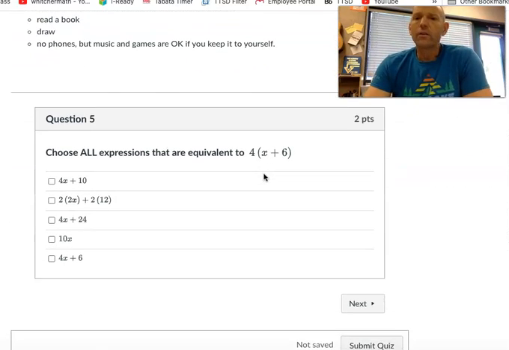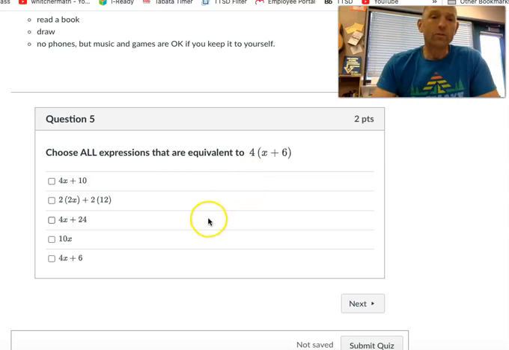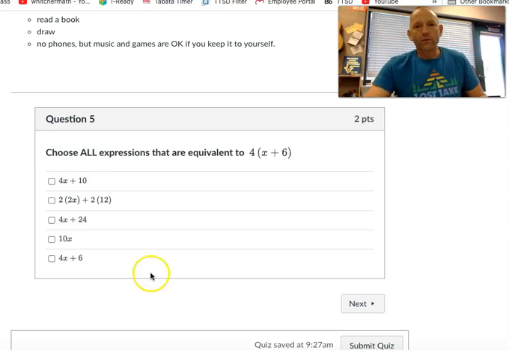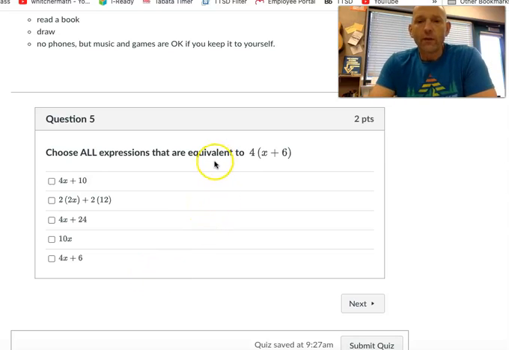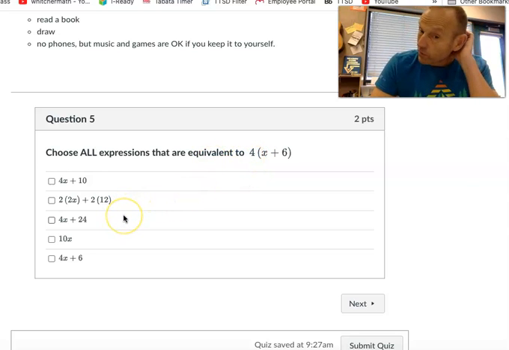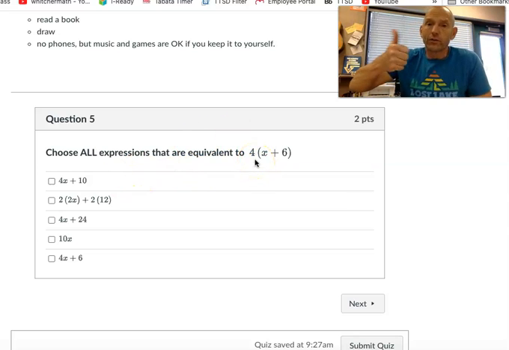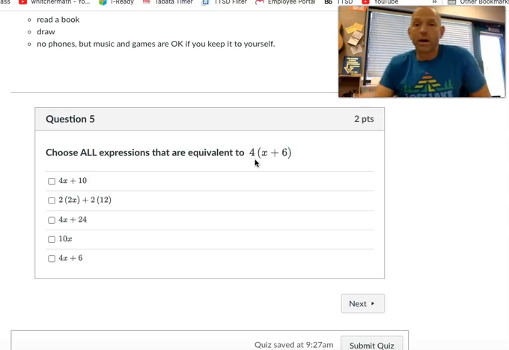Question 5. There are only 10 questions. I'm going slowly just in case you're making some notes and attempting to learn something. While we go, you can always pause the video and then continue. Choose all that are the same as 4x plus 6. Well, to find the ones that are the same, all we need to do is know how to simplify by distributing and multiplying. Once we get rid of all the parentheses, we can then compare, and it's as easy as going, yeah, those match, or no, those do not match.